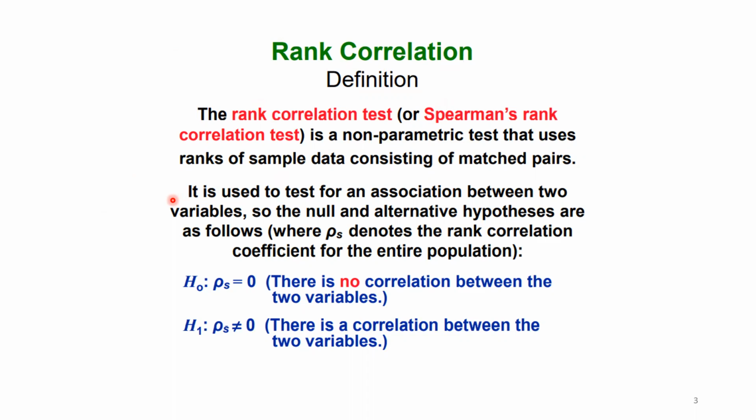So the null and alternative hypotheses are as follows. Let ρs denote the rank correlation coefficient for the entire population. This is the null hypothesis: it means there is no correlation between the two variables. This is the alternative: it means there is a correlation between the two variables. So the null is no correlation, and the alternative, against that, is that there is a correlation.